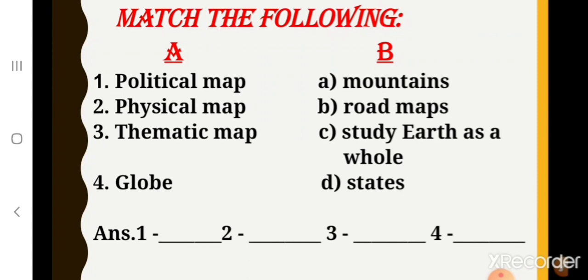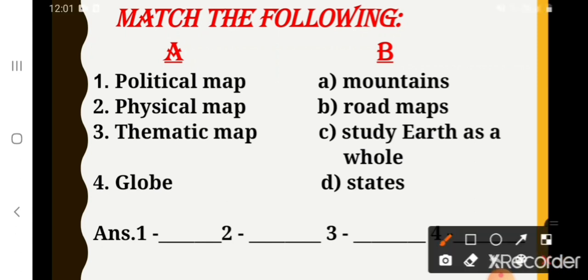Now children, let's do match the following. Here we can see column A and column B. So let us first read column A. First one, political map. Second one, physical map. Third one, thematic map. Fourth one, globe. Now let us read column B. A, mountains. B, road maps. C, study earth as a whole. D, states. Now children, let's match column A with column B.